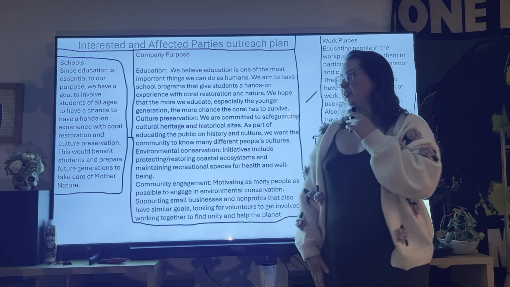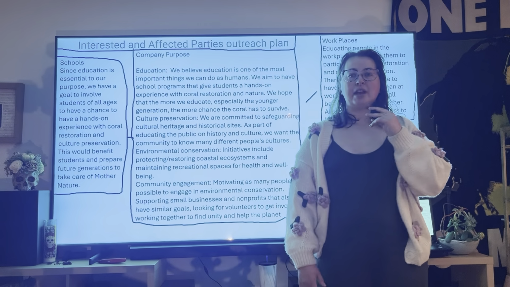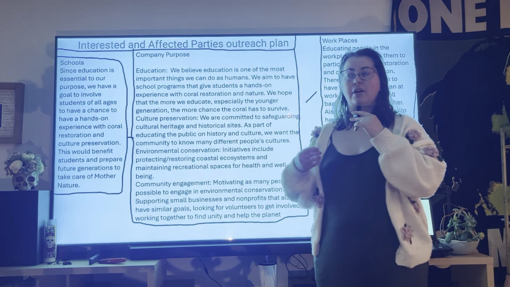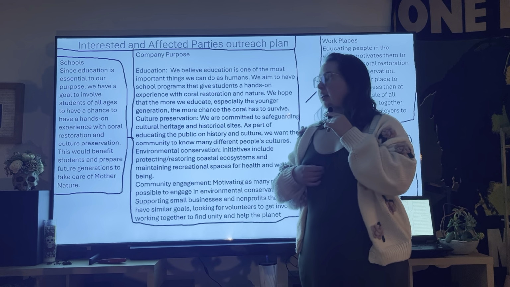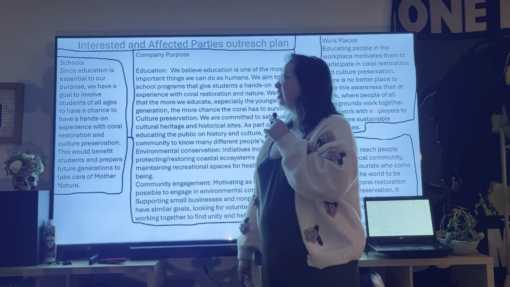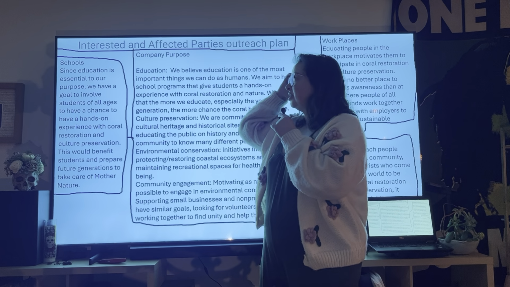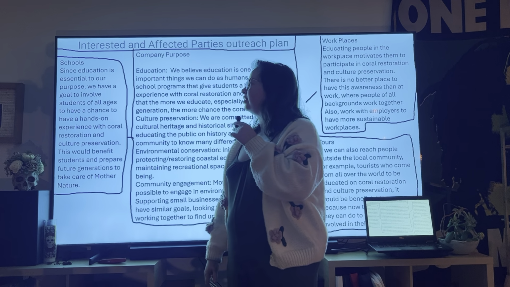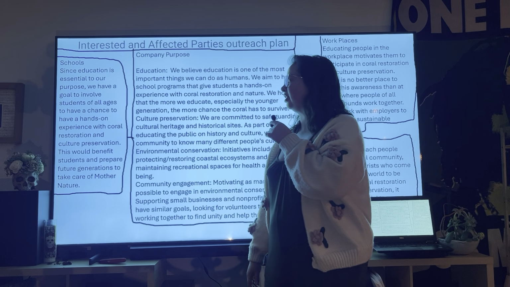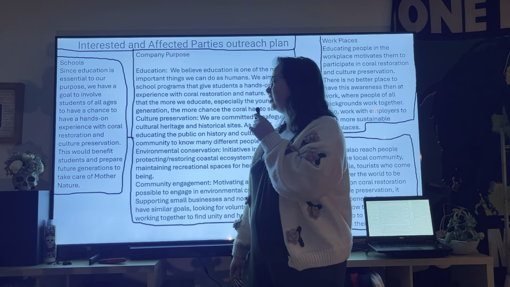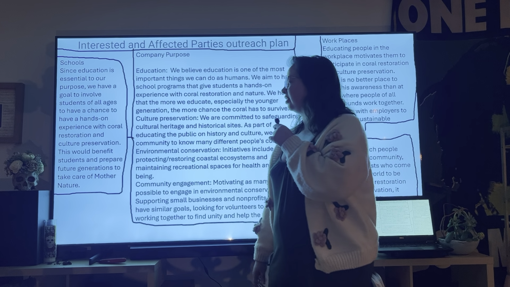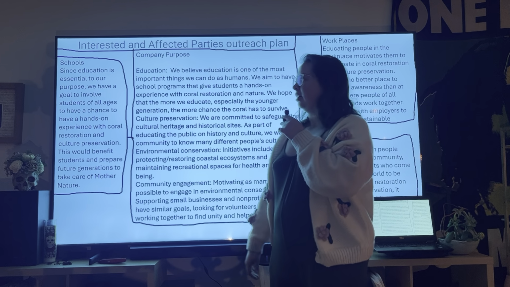So we believe as a company with these four things that we'll be able to get unity, education, and overall better the health of the planet. Again, we want to be on a global scale, but we're going to start locally with schools. Since education is essential to our purpose, we have a goal to involve students of all ages to have a chance to have a hands-on experience with coral restoration and culture preservation. This would benefit students and prepare future generations to take care of Mother Nature.